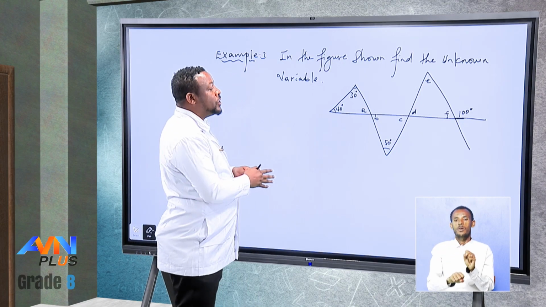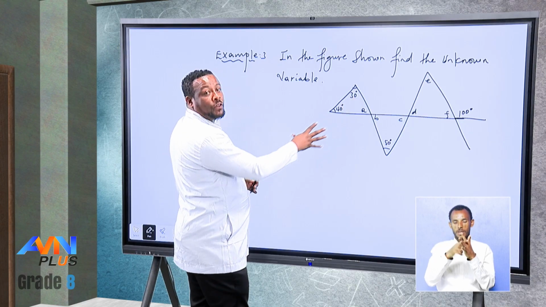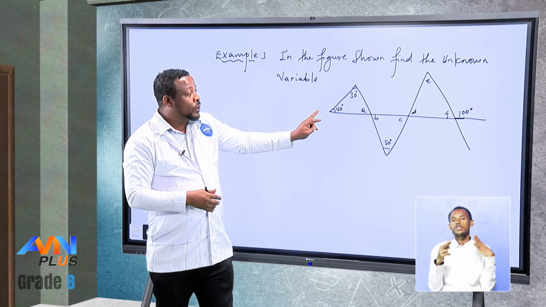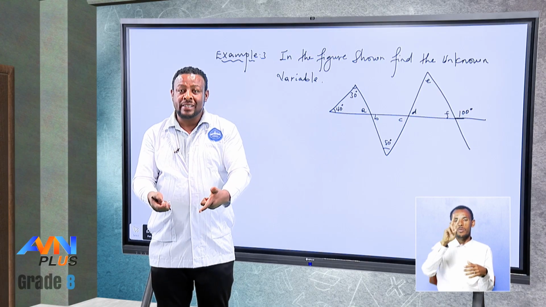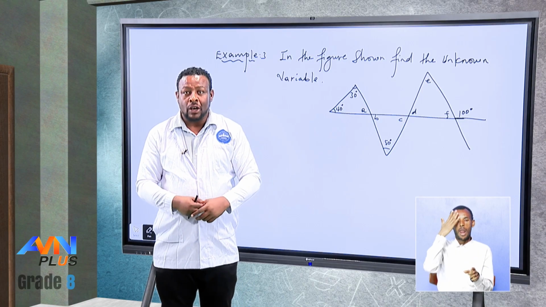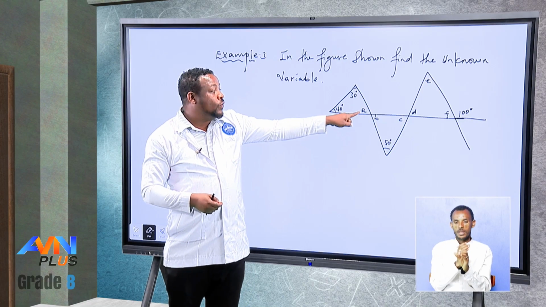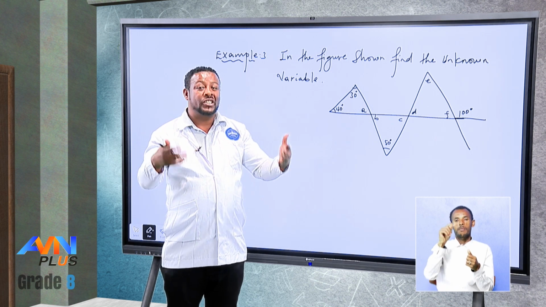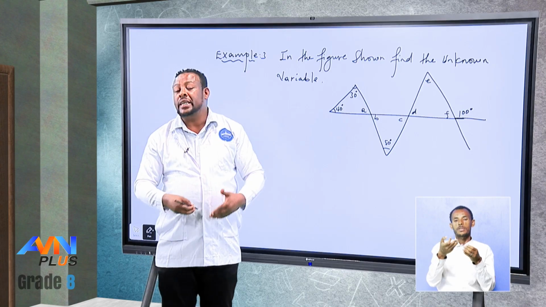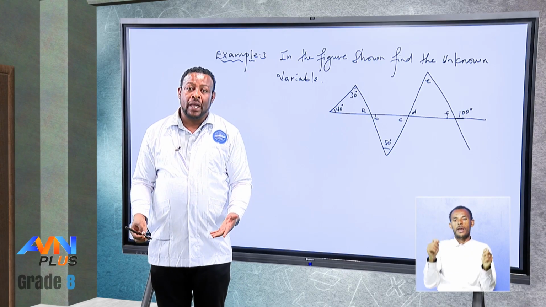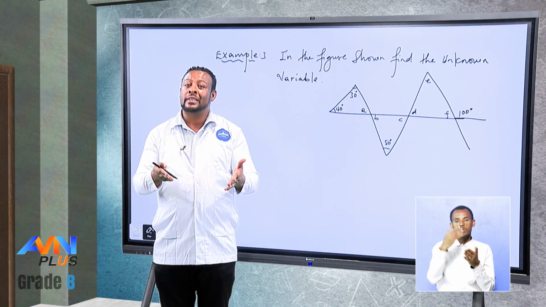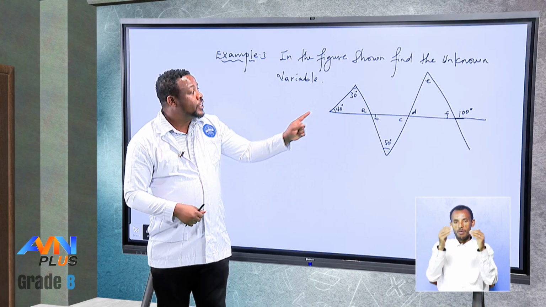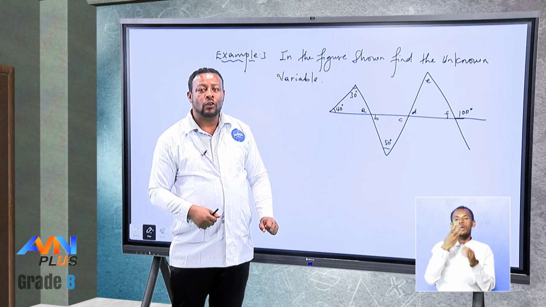It's good to start from this part of the figure, because on the left side we have two known angles and one unknown angle. To calculate the value of A, we need to apply the first theorem, which deals with the sum of the interior angles of a triangle. You need to keep in mind that the sum of the interior angles of a triangle is 180 degrees, so that we can calculate the value of A.